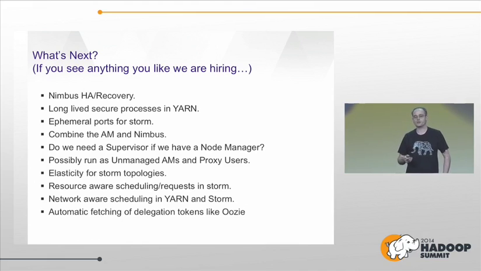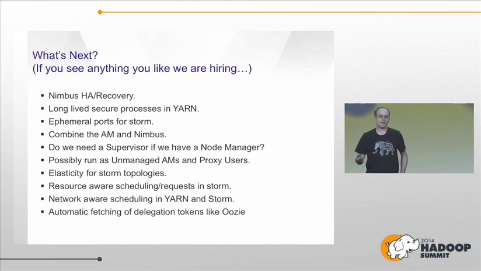The other piece that we're actually working on right now is resource-aware scheduling. So YARN has some concept of resource-aware scheduling. It will look at your CPU utilization, it can look at your memory utilization, and make sure that you get what you've requested.